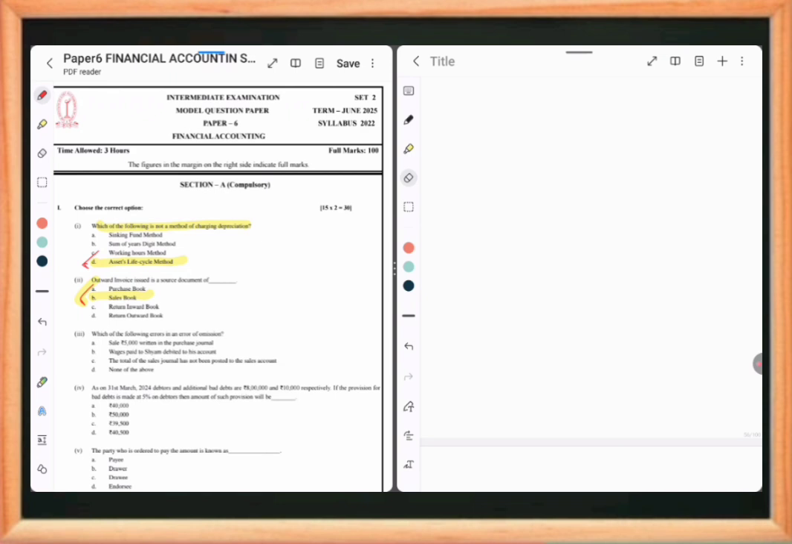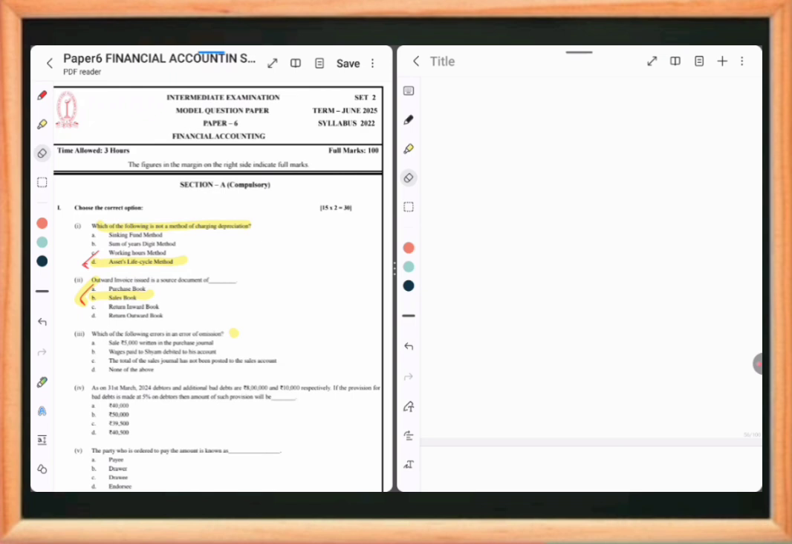Here, the following errors are given. For example, sale of rupees 5,000 written in the purchase journal. Actually, the transaction pertains to sales, but it was entered in the purchase journal. So it is error of commission. Wages paid to Shyam debited to his account. Actually, wages paid means wages account should be debited. Instead of that, Shyam account is debited. So it is also error of commission.